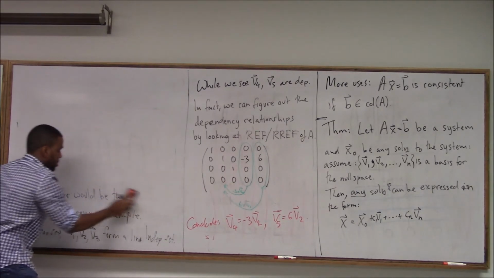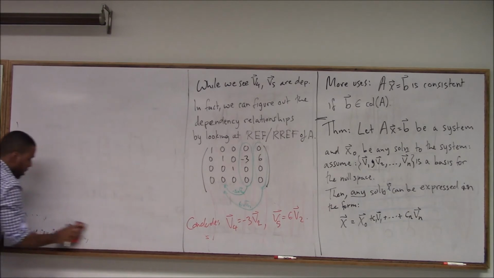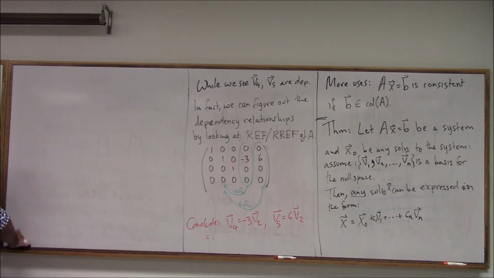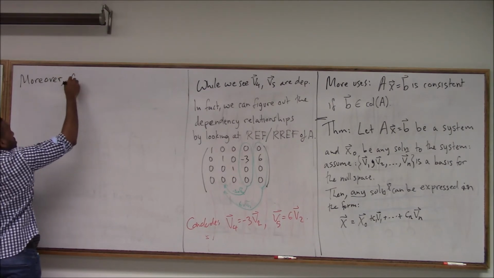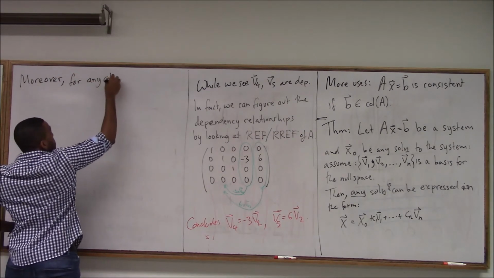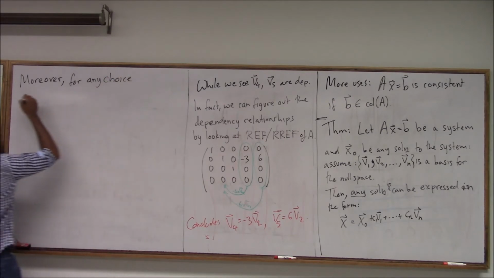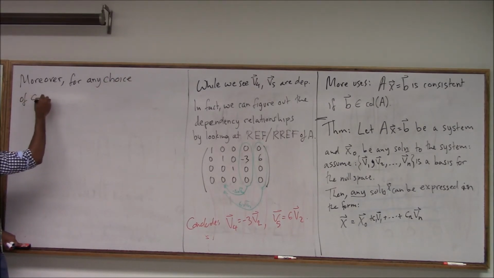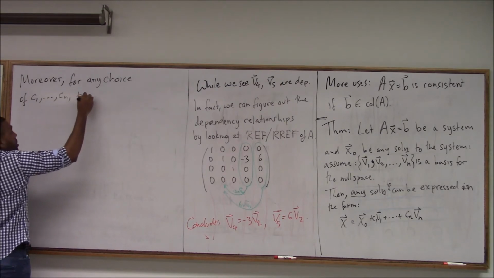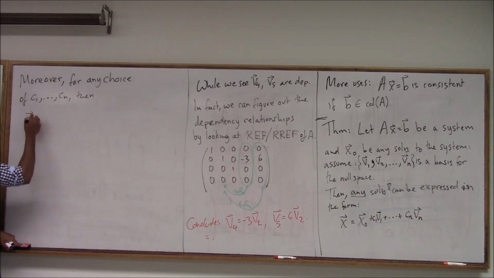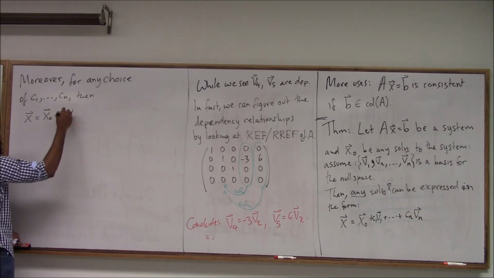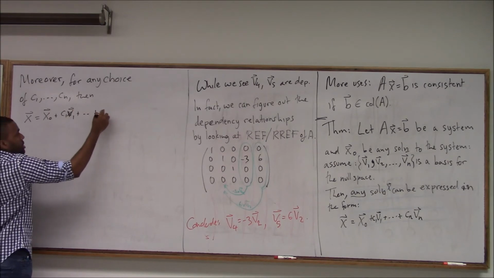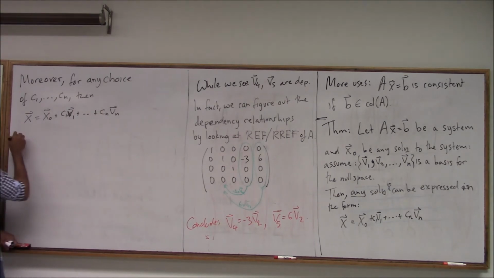Furthermore, it kind of goes the other way. Moreover, for any choice, if you randomly choose numbers C1 through Cn, then if you create a vector by taking x naught and then choosing that random set of scalars here, it will also solve the system.